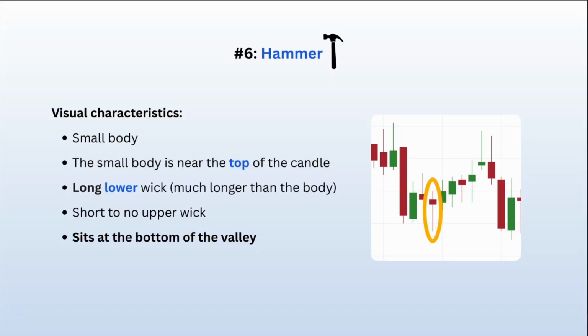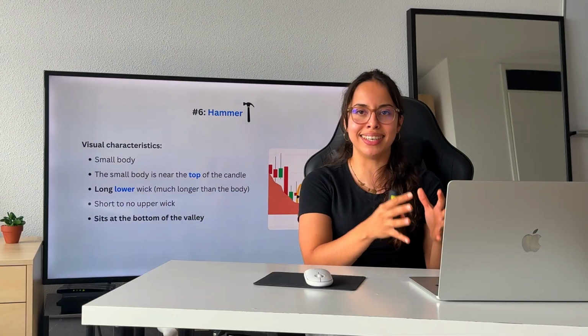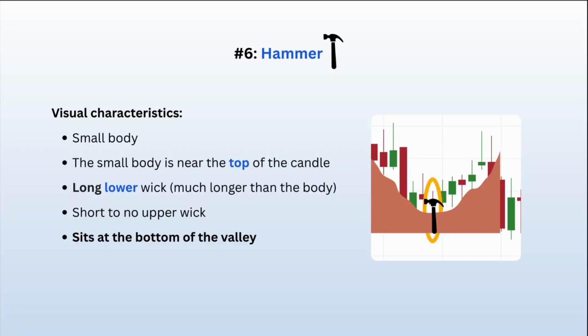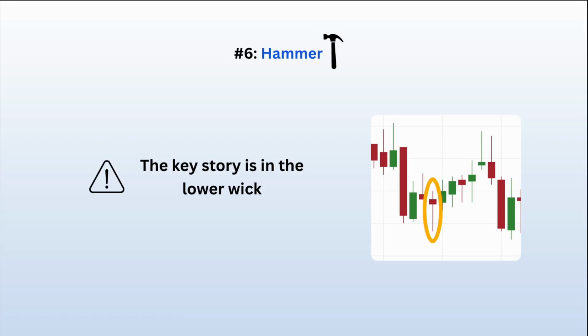And the key to the hammer candle is that it sits at the bottom of the valley. Now, I couldn't find another analogy, so I'm gonna depict a valley with a hammer in the middle. This makes absolutely no sense, but I hope that because it's so random, it's gonna stick with your brain. Just imagine a valley where the price follows the shape of the valley, and right at the dip, imagine a hammer. And once again, the secret of the story is in the lower wick.